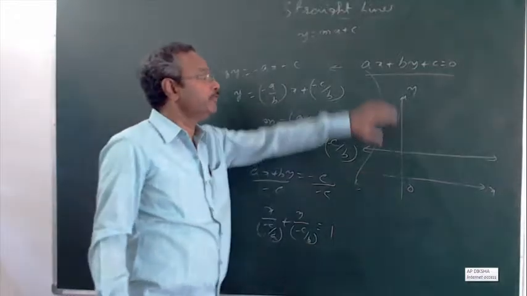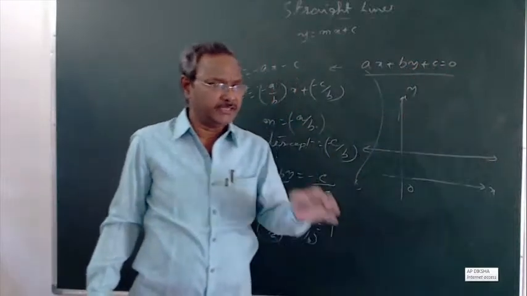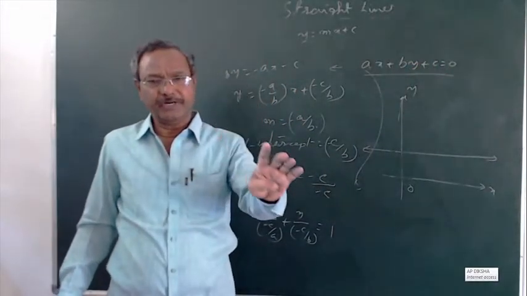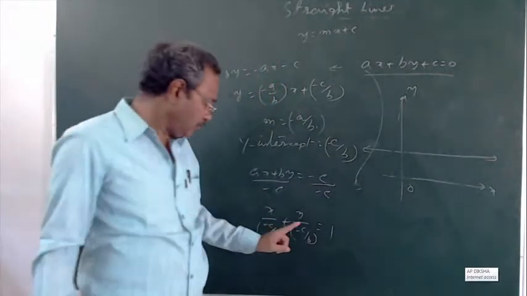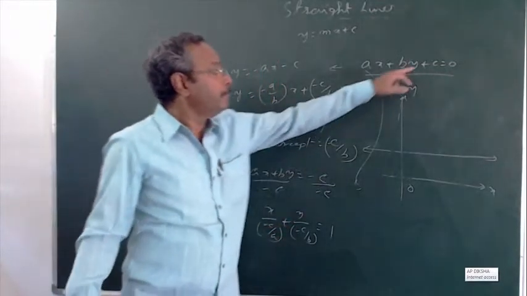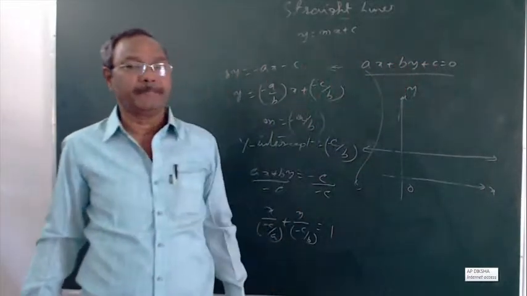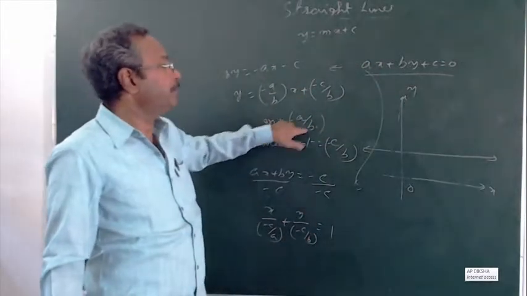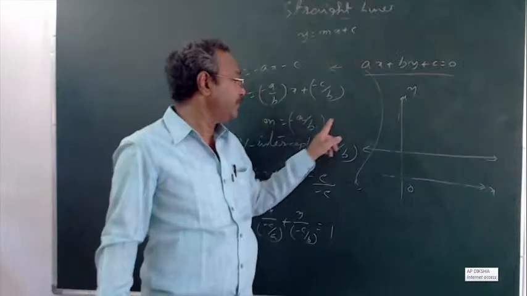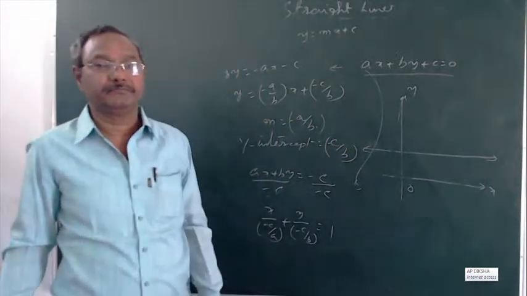That's the case. So whenever we have an equation of a straight line in the general form, we can easily find the slope, the x-intercept, and the y-intercept. What is the x-intercept? Minus c by a. What is the y-intercept? Minus c by b. What is the slope? Minus a by b, minus of x coefficient by y coefficient. So minus a by b is the slope of this straight line.